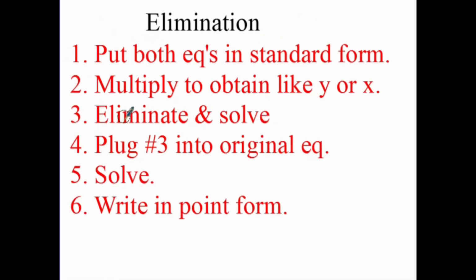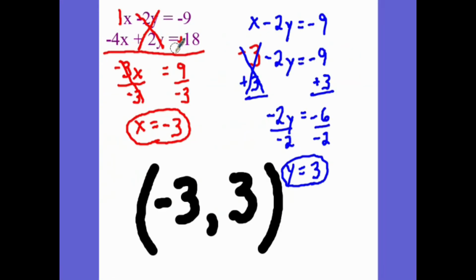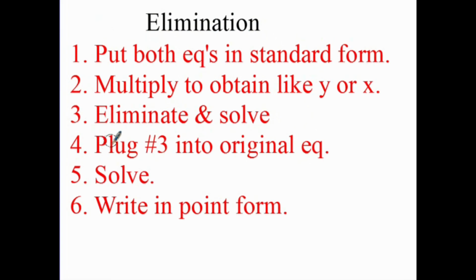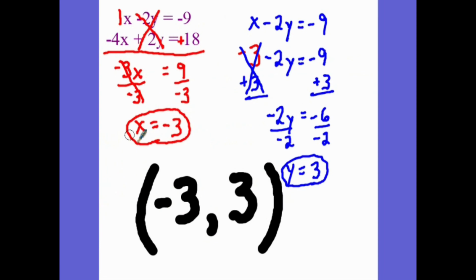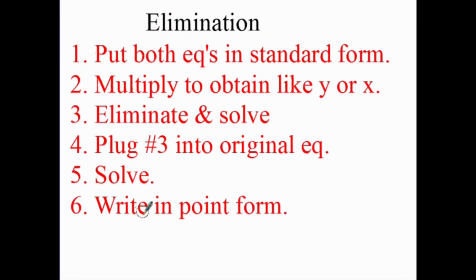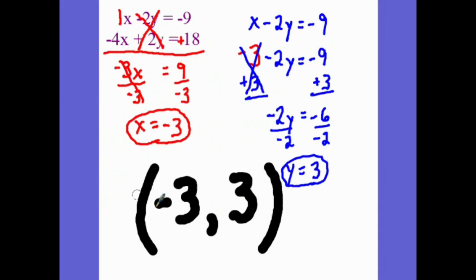Our next step was to eliminate and solve. Well, as you saw, I'm the eliminator, and I did eliminate those y's. We solved. Our fourth step was to plug step 3's answer into the original equation. We took this answer right here, the x equals negative 3, and we plugged it into one of the two original equations. We chose the top one because there was no number touching the x. We solved that and finished by writing it in point form, the point negative 3, 3.